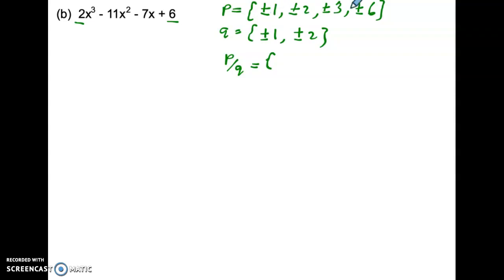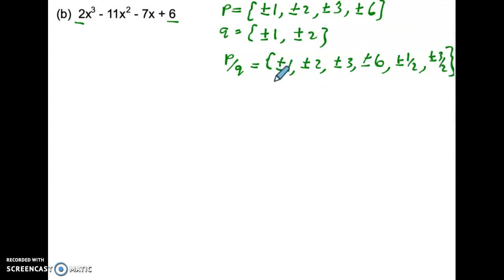So first, all the p's over 1 will just be the p's again. That wouldn't change anything, because dividing by plus or minus 1, you get back your original. Okay, next dividing by 2. So plus or minus 1 divided by plus or minus 2 would be plus or minus a half. 2 over 2 would have been 1, so we already have that. 3 over 2 would be 3 halves. And then 6 over 2 would have been 3, which we already have.